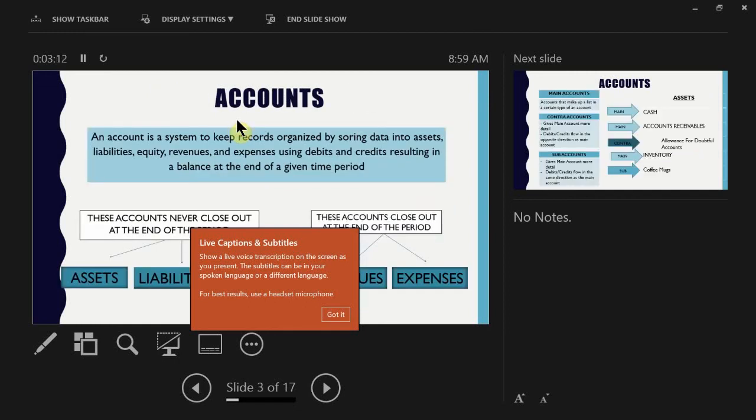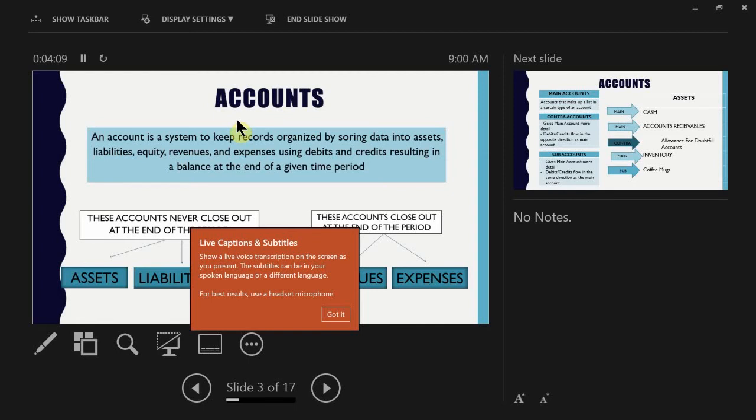All right, so what are accounts? Okay, in accounting, there are 5 account types. You have your assets, your liabilities, your equity, your revenues, and your expenses, okay? So accounts are a systematic way to keep all your records organized by sorting out your data, right? How we sort out our data is we first recognize, well, what is the item? And when we look at that, we separate them based on account type. So I'm going to give you a little brief of each one.